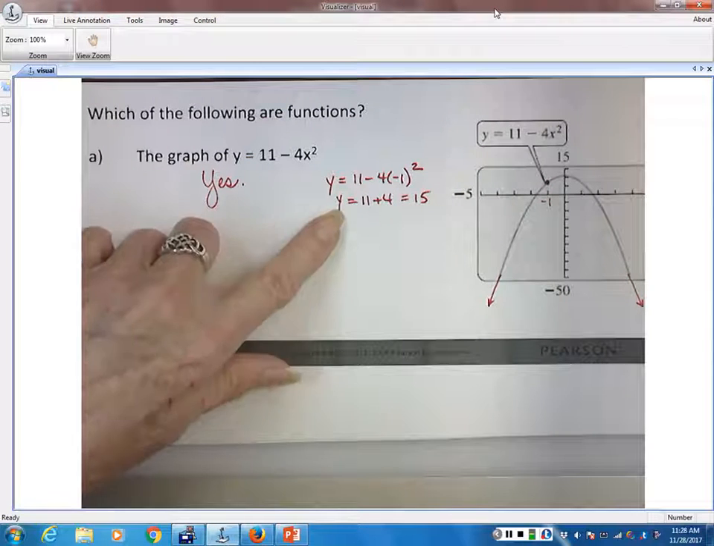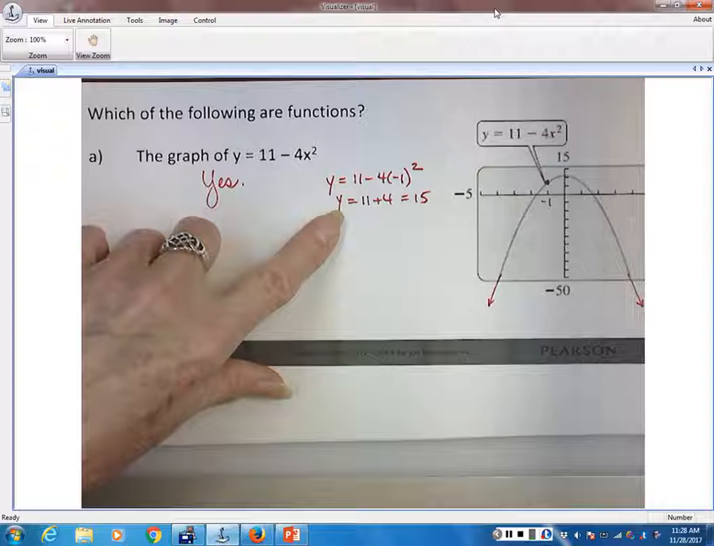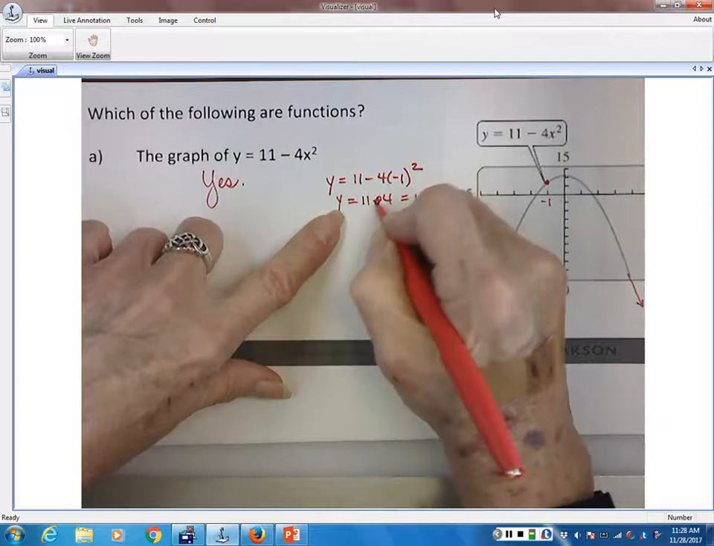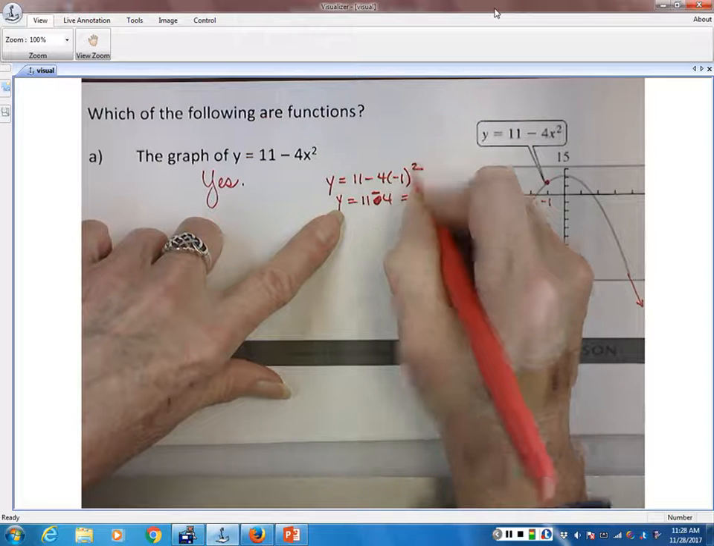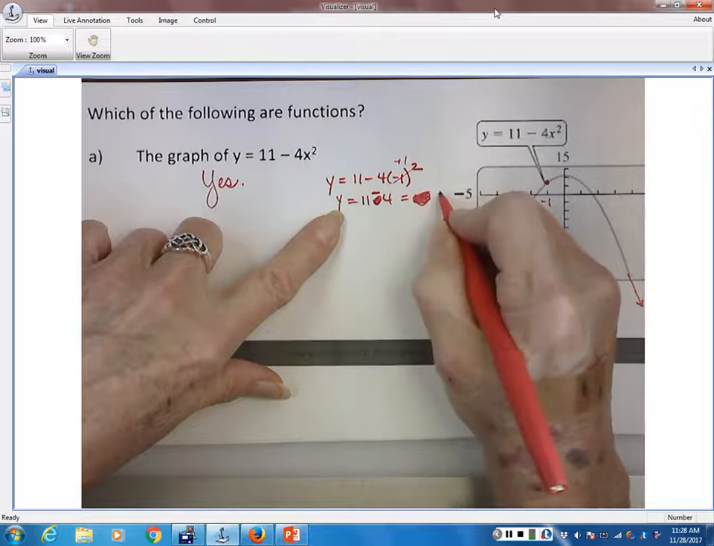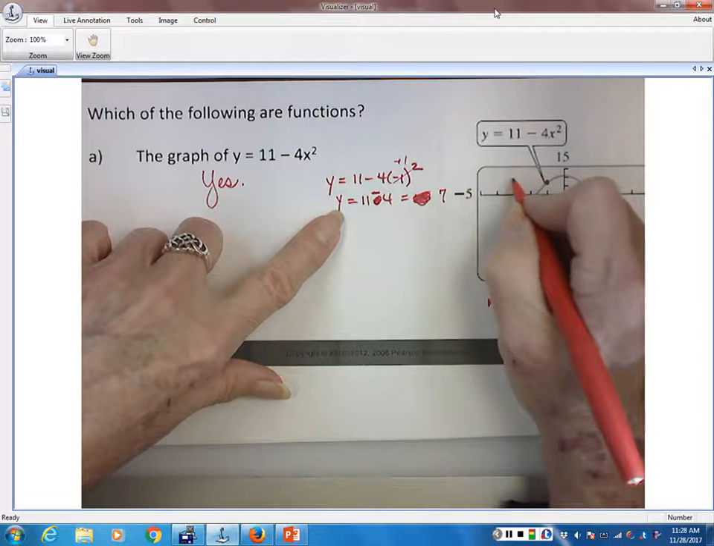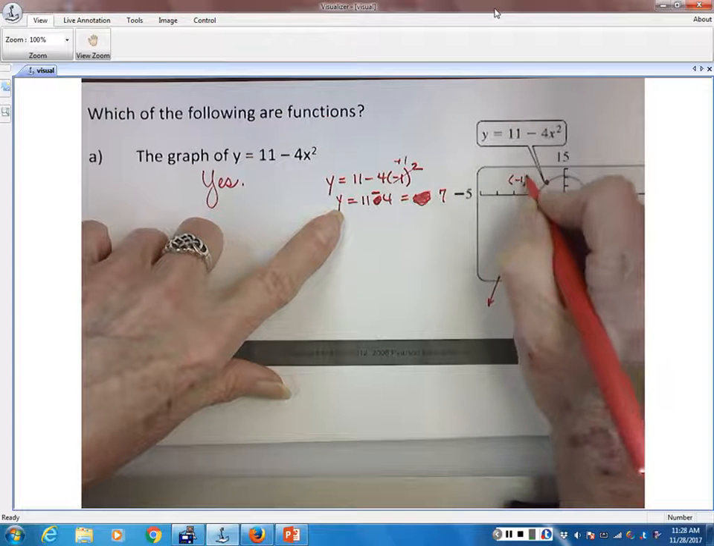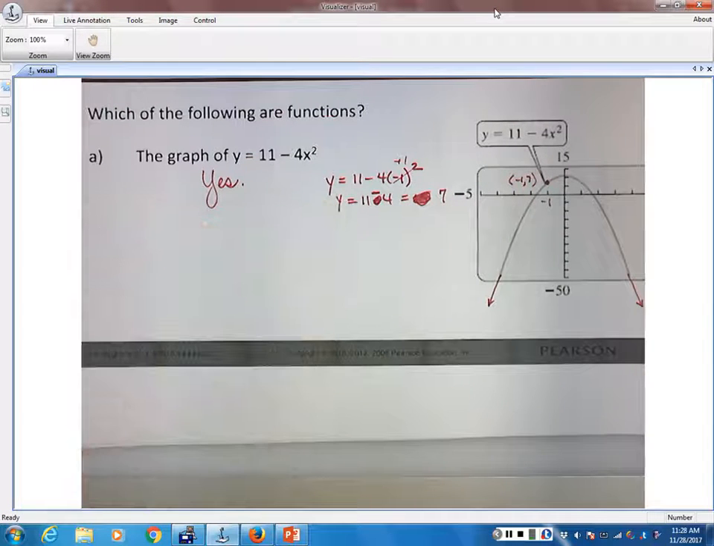I think I must have messed up. No, it's -4. Sorry, I did mess up. -1 squared is +1. So it's -4, and 11 minus 4 is 7. And that looks a lot more reasonable. Okay? It can't have any other value other than 7.